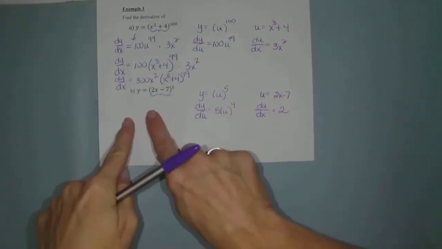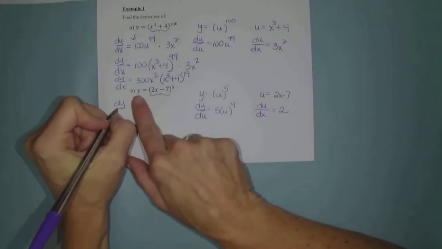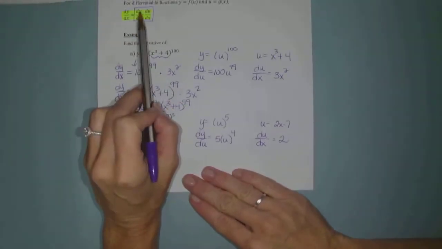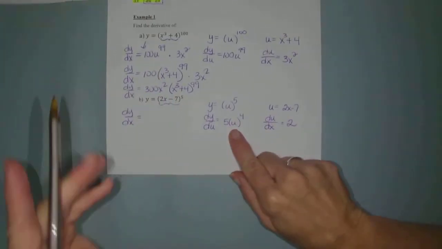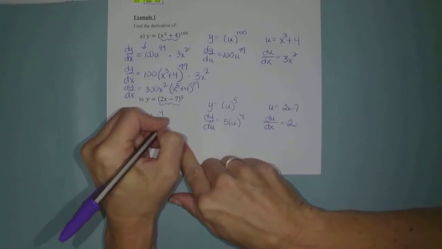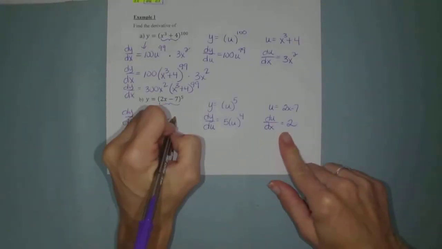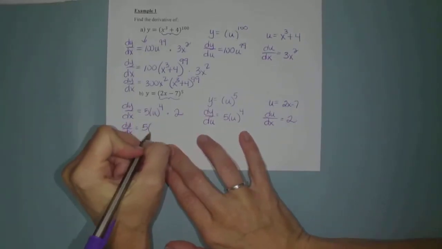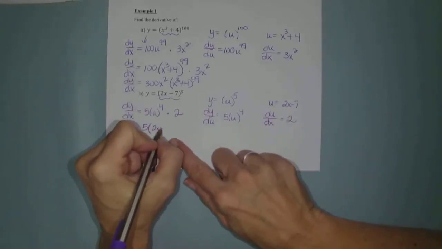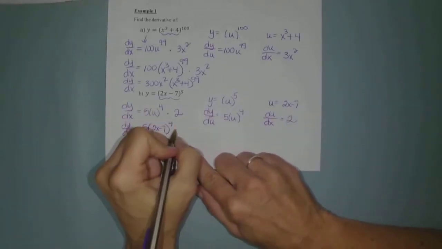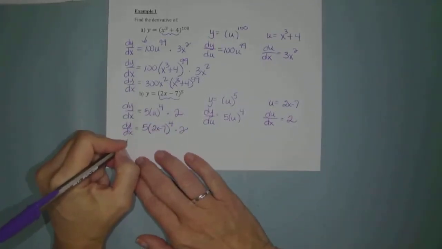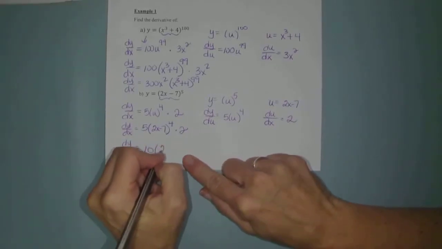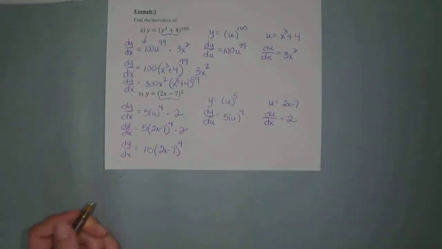So taking these two pieces back to the chain rule, the derivative of y with respect to x, dy dx, is going to be, look up here, dy du, so that's this guy, 5u to the fourth, times du dx, which is 2. So filtering the u back in, I'm going to have 5 times 2x minus 7 to the fourth times 2, which we could then write, if we take the 5 times the 2, 10 times 2x minus 7 to the fourth. That's going to be our final answer.